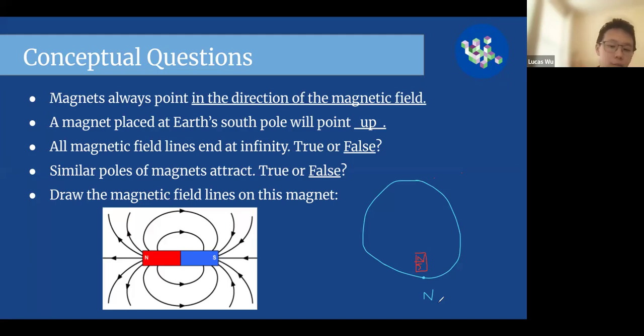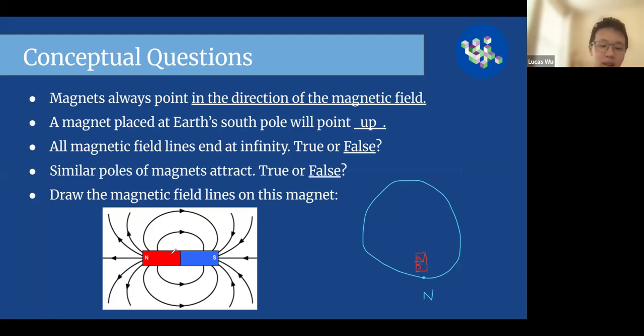All magnetic field lines end at infinity. No, that's not true, because the magnetic field lines always point from the north poles to the south poles. Also, similar poles of magnets attract, that's false. They actually repel. It's like in the electric case, where like charges repel and opposite charges attract.